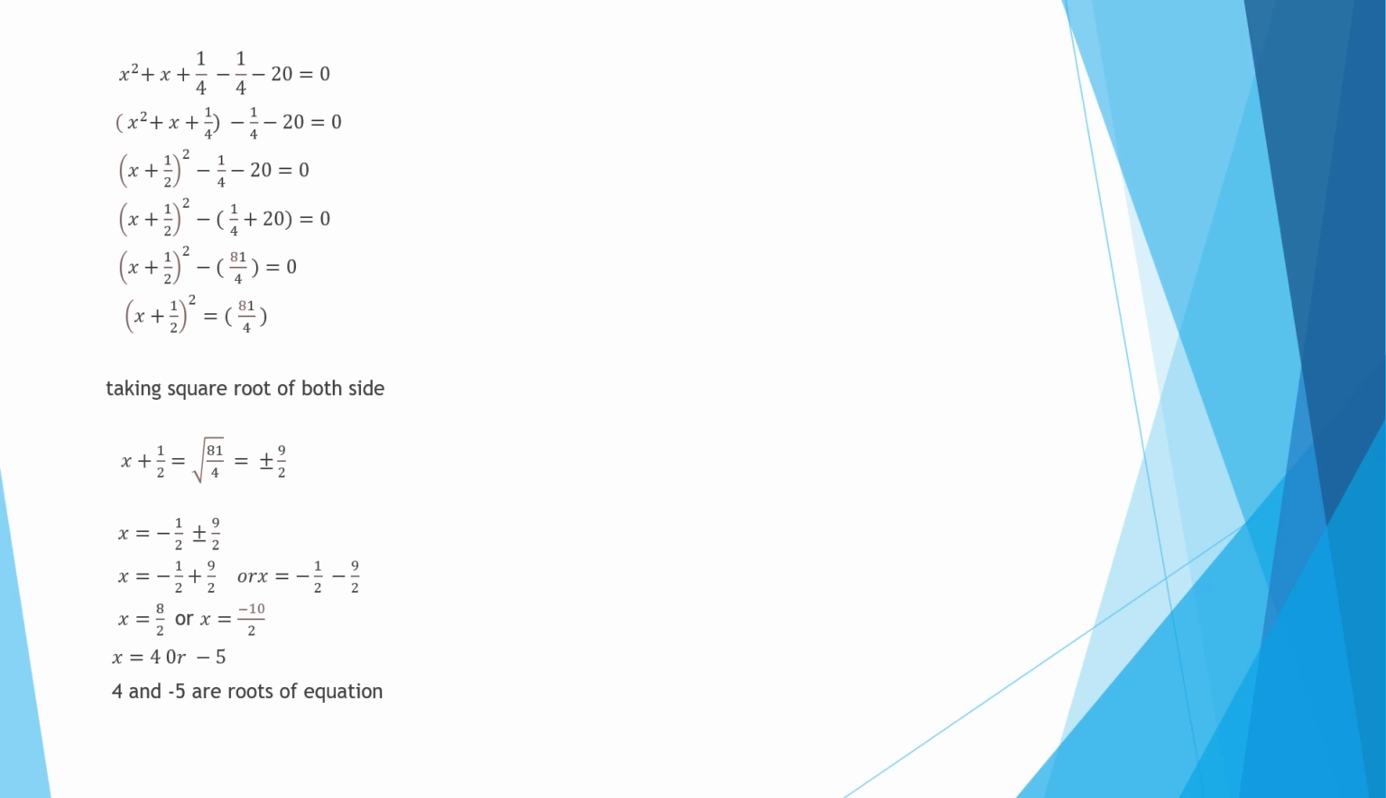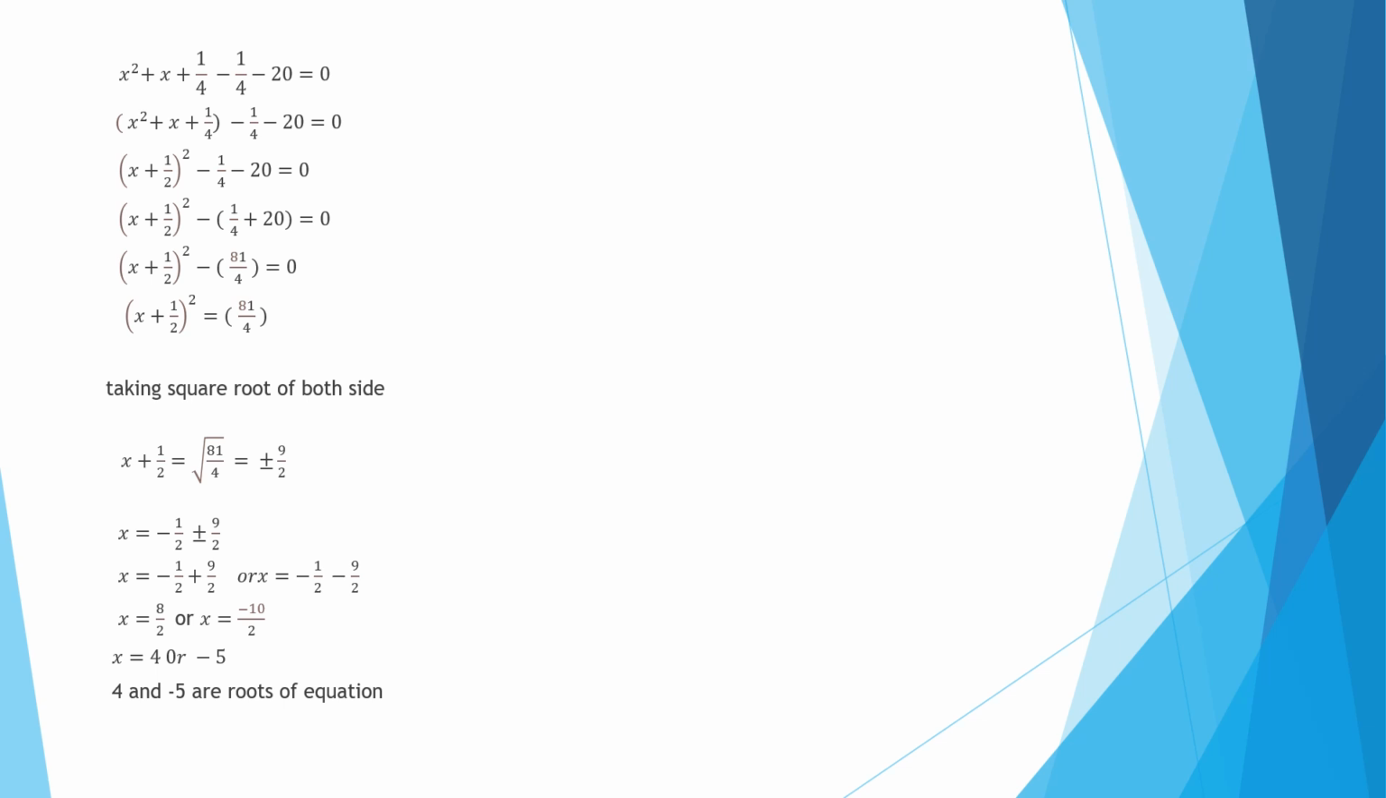Okay. Then we write x is equal to minus 1 by 2. This 1 by 2 changes the sign. So we write plus 1 by 2 as minus 1 by 2, plus 9 by 2. Then x is equal to minus 1 by 2 plus 9 by 2, or x is equal to minus 1 by 2 minus 9 by 2.